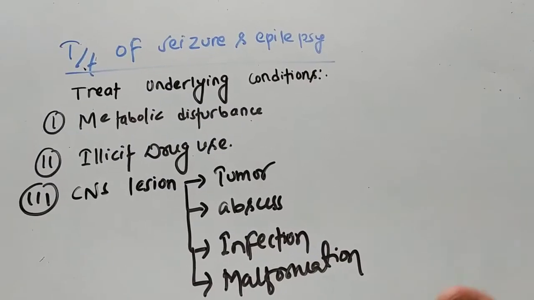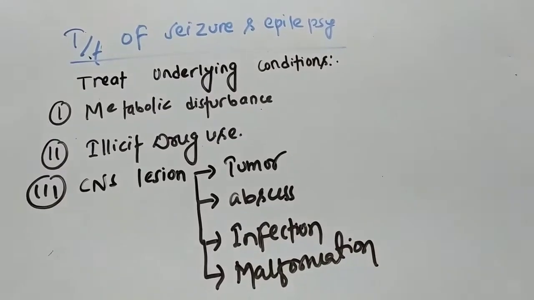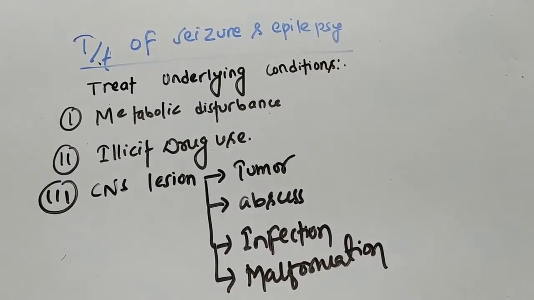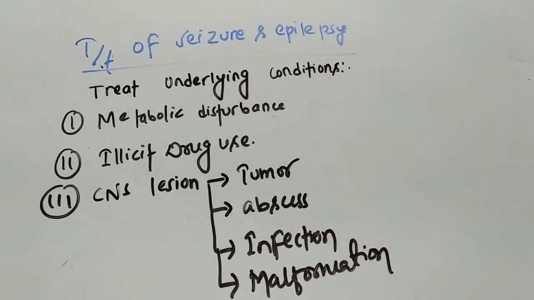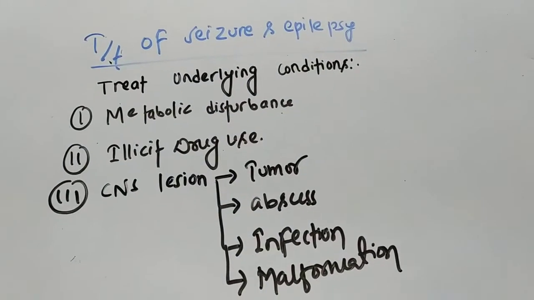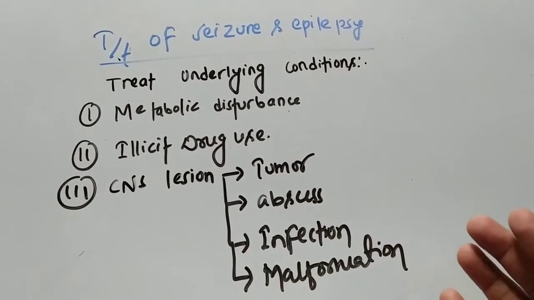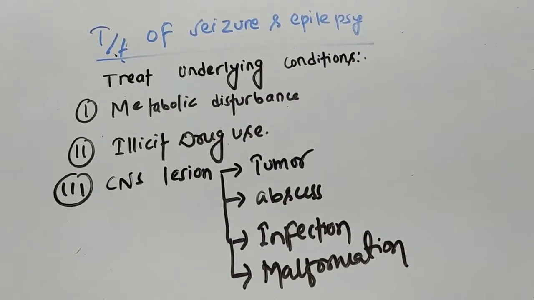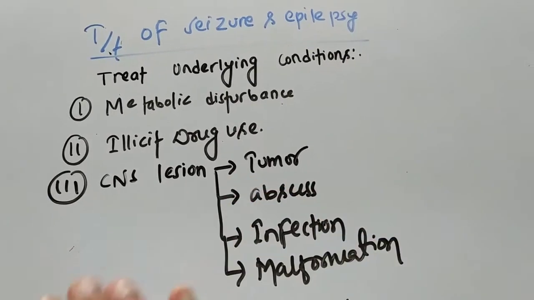While talking about the treatment of seizure and epilepsy, always treat the underlying condition if present. If there is some kind of metabolic disturbance like hypoglycemia or hypocalcemia, you should first of all treat that metabolic disturbance. And you should avoid illicit drug use. If any drug is causing the seizure or epileptic attack, then you can avoid the drugs.